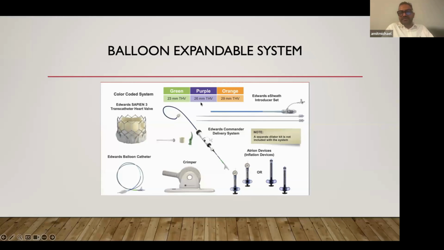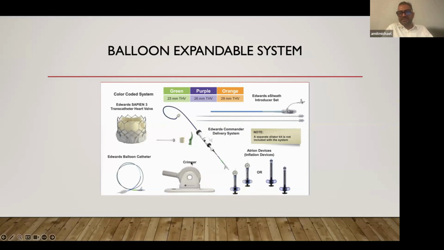This is the balloon expandable system, which is the Edwards SAPIEN. It has a shorter valve frame and is made of bovine leaflets. These are all the components that come with the SAPIEN valve. There's a crimper which is used to prepare the valve, which the medical rep does. The valve comes with the balloon, because it's a balloon expandable valve, so it's got its internal balloon. That's the inflator for the balloon, and that's the sheath which comes with the system. That's the eSheath, called the Commander system.